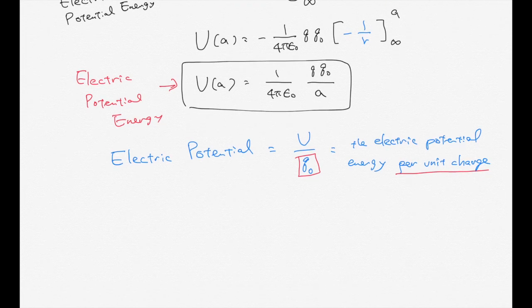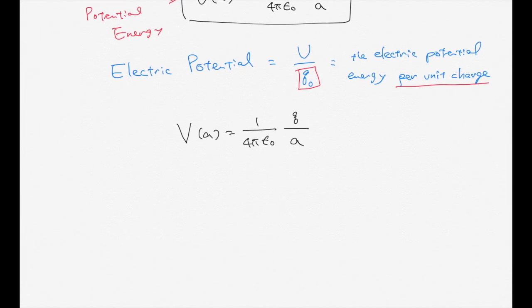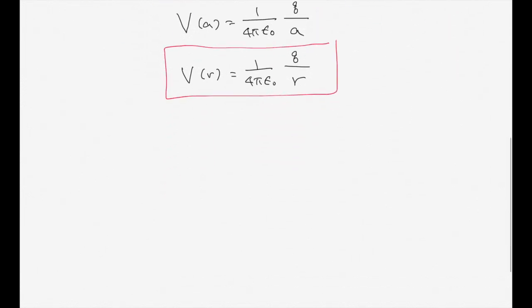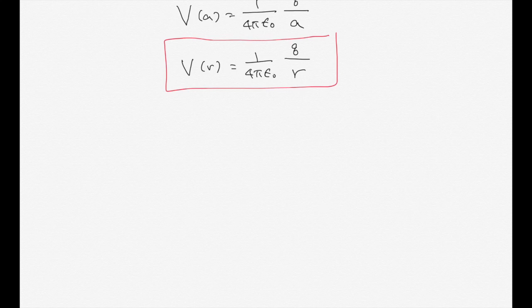So for the potential, sometimes we use V. At A it becomes 1 over 4 pi epsilon naught Q over A. Or instead of A, you can use R: 1 over 4 pi epsilon naught Q over R. So this is a really convenient expression. Now we'd like to go back to the question.